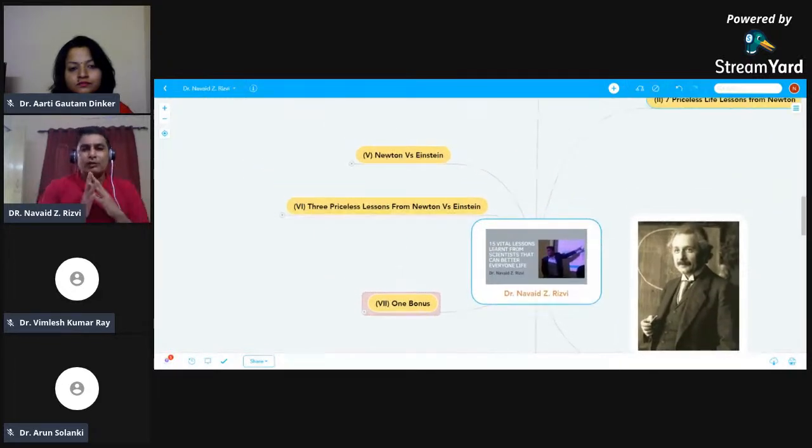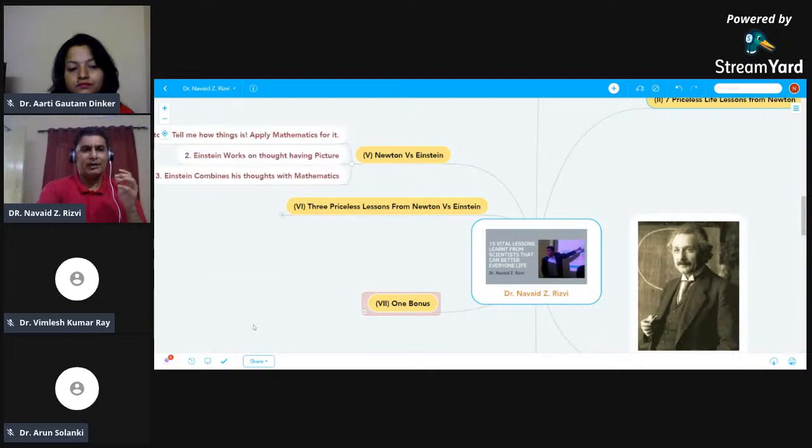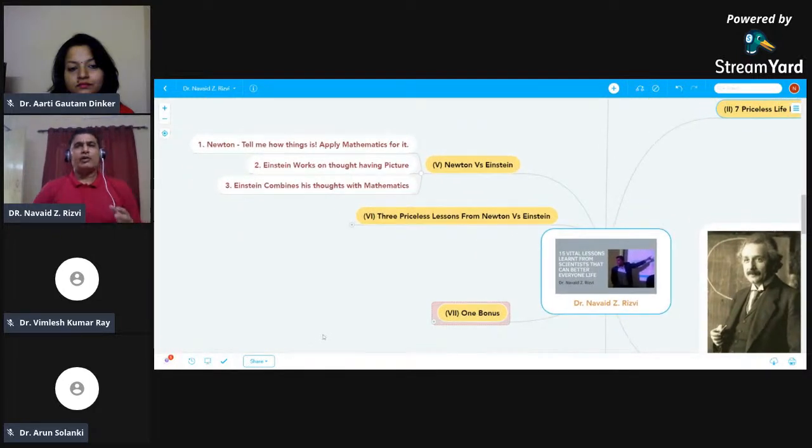Now I want to tell you about the relation between Newton and Einstein. Newton has given the gravitational force concept, and Einstein has also given one. What is the difference between the two? I will tell you, and then you will understand, right? Newton, you give him the thing, he applied mathematics and he got it. Einstein thought, he had a picture, the unified theory, and Einstein combined his thought with mathematics. See, without mathematics, we cannot prove thoughts, right?